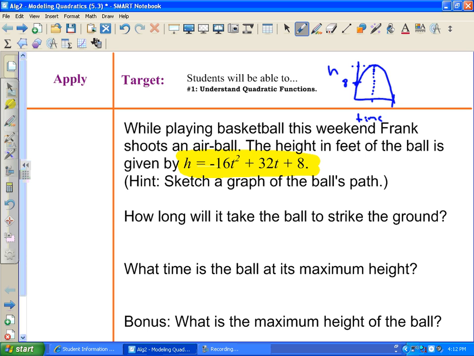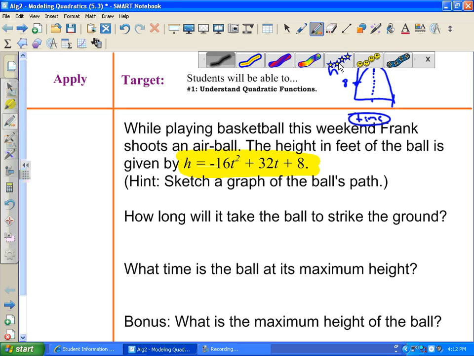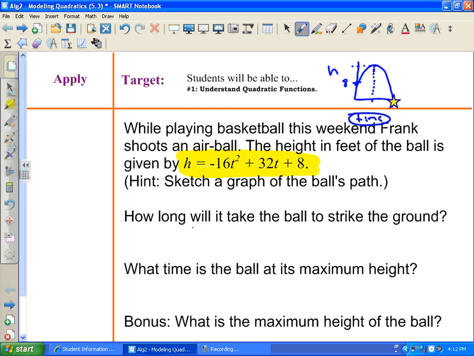I want to find x, which is my time, when the height of the ball is what? Hopefully you're thinking, I want to find the time when the height of the ball is 0. That's when the ball is going to hit the ground. I would like to solve this quadratic equation for t when my height is 0.